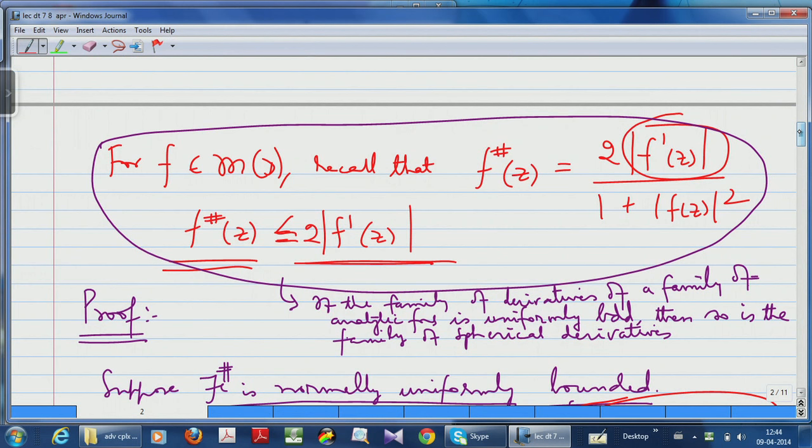But then the boundedness of the ordinary derivative will imply the boundedness of the spherical derivative, because of this inequality that I have circled in violet: the spherical derivative is bounded by 2 times the bound for the usual derivative. So if I am given a family of analytic functions such that the usual derivatives are normally uniformly bounded, it follows that the family of spherical derivatives is normally uniformly bounded. So I can apply Marty's theorem. Marty's theorem will tell me that any sequence in that family admits a normally convergent subsequence. And what is that subsequence? It's a convergent sequence of holomorphic functions, but the only thing is that the convergence is with respect to the spherical metric. And then you know what happens.